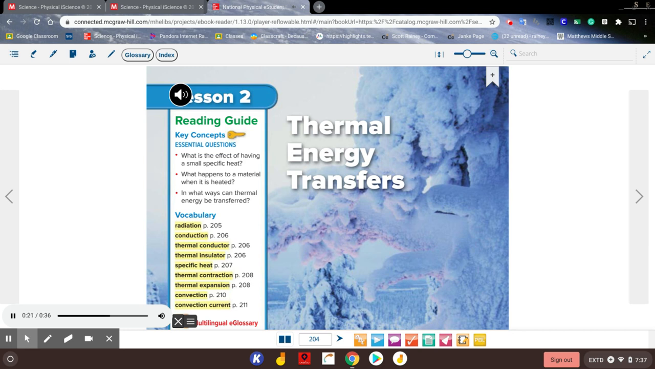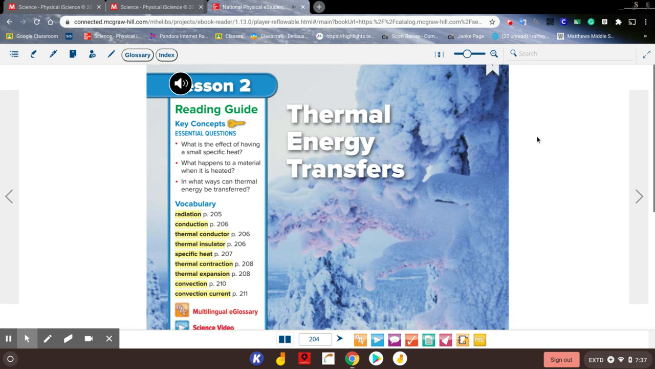Vocabulary. Radiation. Conduction. Thermal conductor. Thermal insulator. Specific heat. Thermal contraction. Thermal expansion. Convection. Convection current.